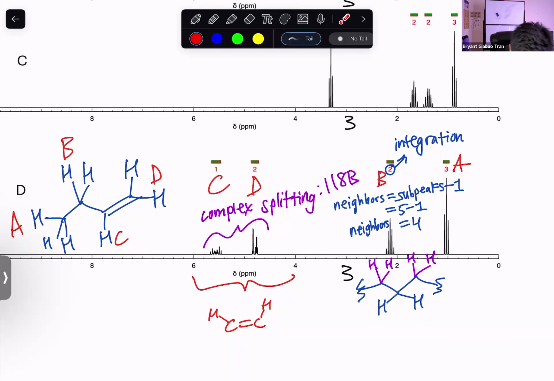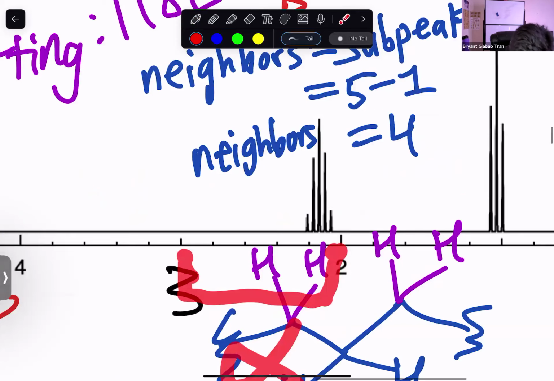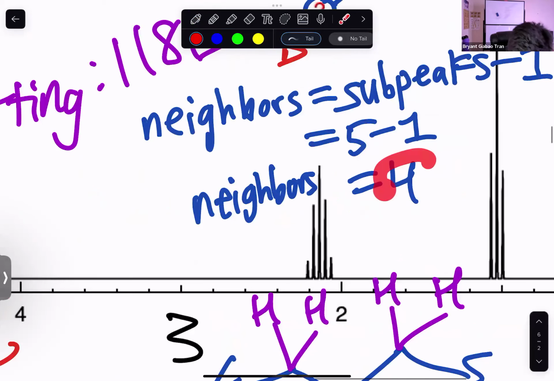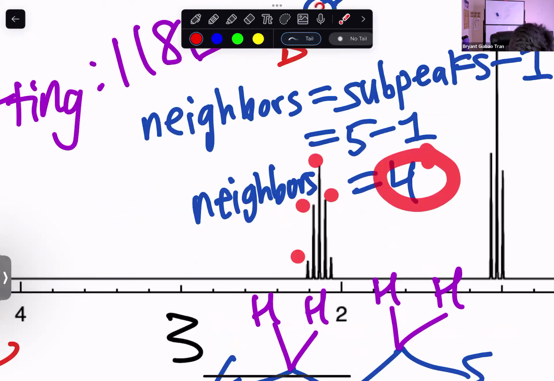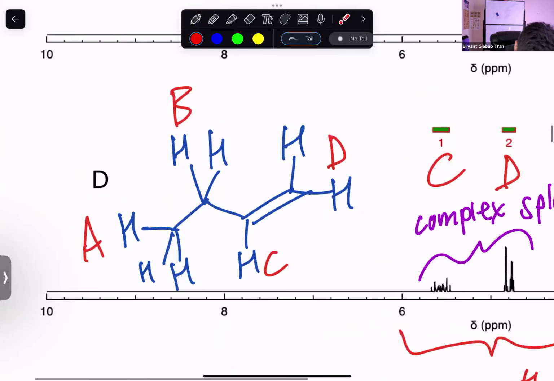right? And notice where peak B is located. Peak B is alpha to this alkene, which means that peak B has to be at the alpha region between 2 to 3, which checks out, right? And now let's make sure that it has the right number of neighbors. We said earlier that it has 4 neighbors because it has 5 subpeaks: 1, 2, 3, 4, 5. So let's make sure that checks out.